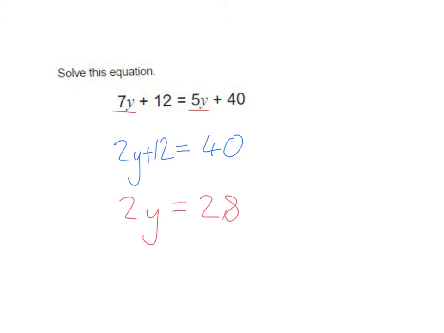This isn't too bad. 2 times something equals 28. So if I do the inverse, 28 divided by 2, well, 28 divided by 2 is 14. So y equals 14. Well, there you have it. What started out looking incredibly hard was made simpler. We took away equal values of y, we got this. We took away 12 from each side to get this. And then we simply halved those values to solve the whole equation.